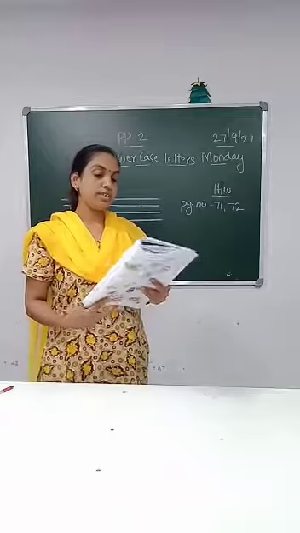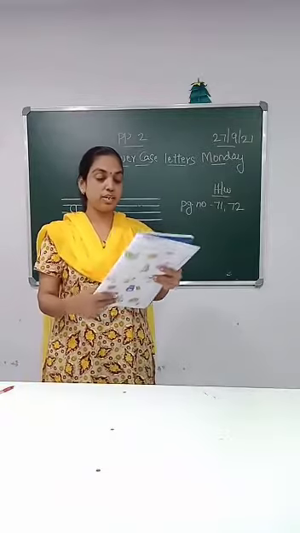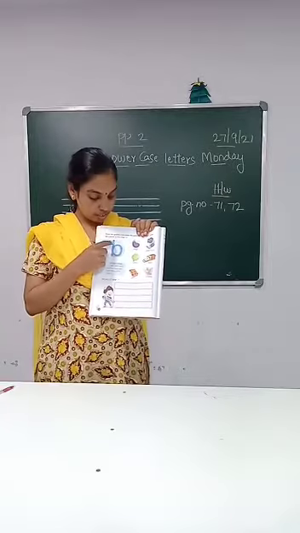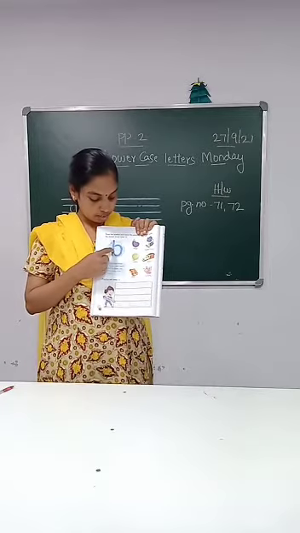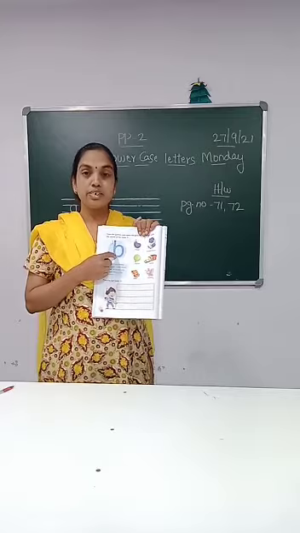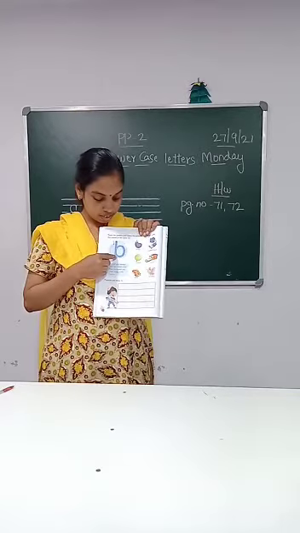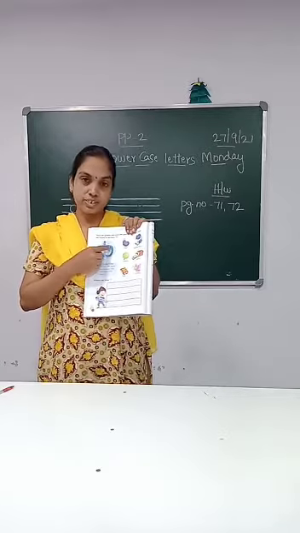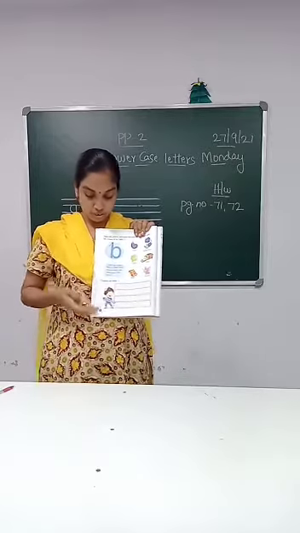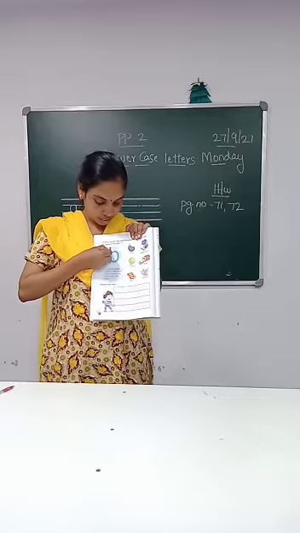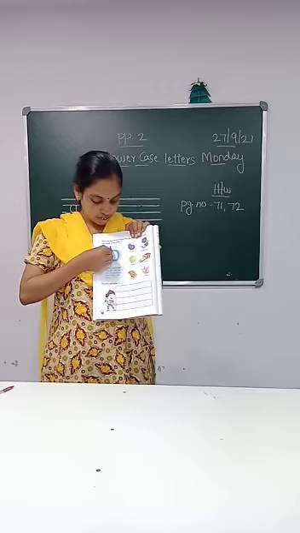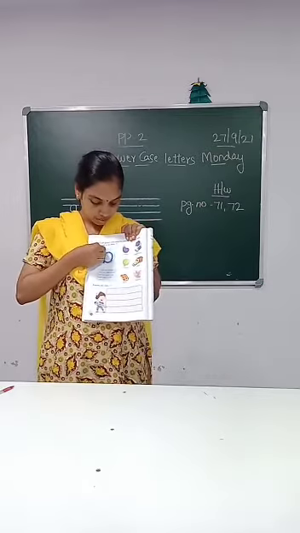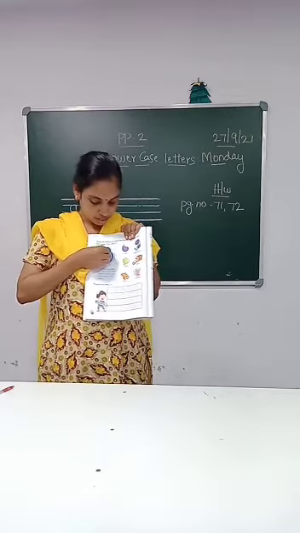Letter B. Now first you will trace. Take your index finger: standing line, then right curve, letter B. Standing line, then right curve, letter B. The same way you will trace four to five times, and then you will trace on this. Yes, start now: standing line, and then right curve, letter B.